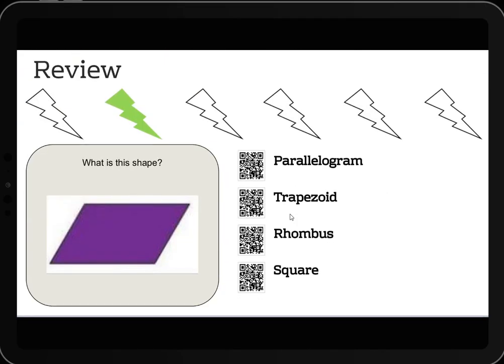What about this shape? The best description of this shape is that it's a parallelogram. The reason is that if you said rhombus, you also have to justify that all four sides are congruent, and we don't know anything about the actual lengths of all four sides. We also can see that there are two pairs, not one pair, two pairs of opposite parallel sides. So that's why this shape is an example of a parallelogram.